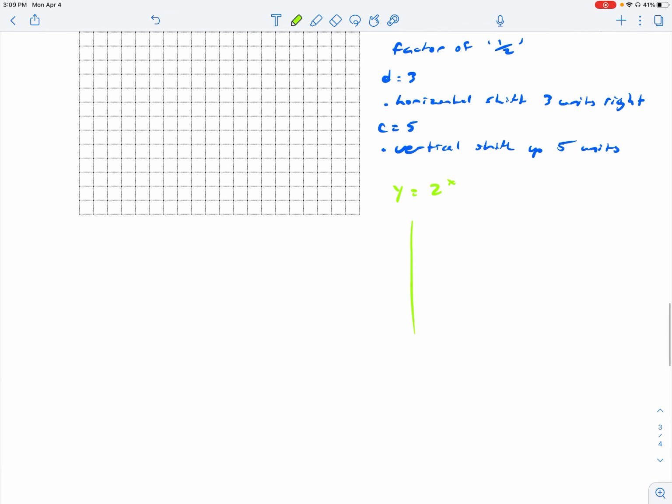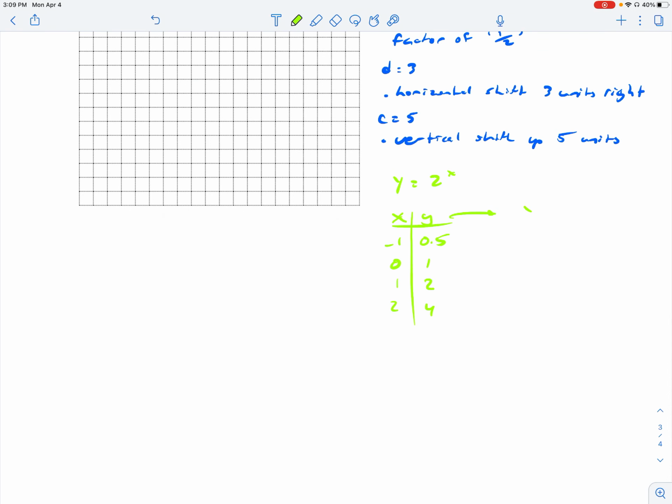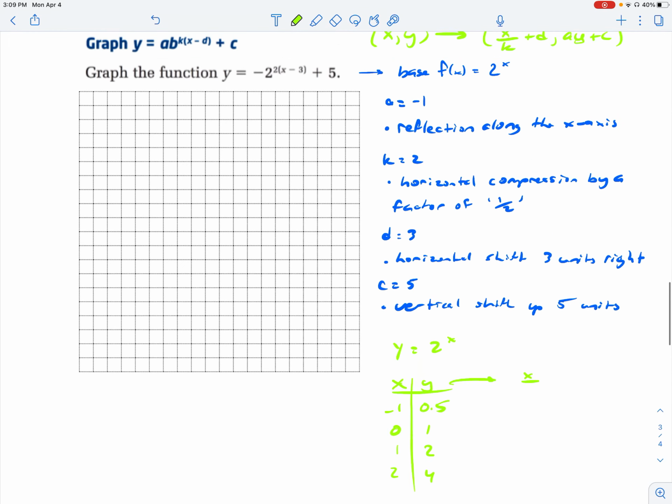We have some base points for x, y, kind of like what we did before. I'm just going to put them in a table this time. Let's pick a couple negative ones, a couple positive ones. Plug in -1, we get 1 over 2, which is a half. Plug in 0, 2 to the 0 is 1. 1 is 2. 2 is 4. All right, so these get mapped over to my new formula. We're going to follow this here. My x values are going to become x over k. k is 2.